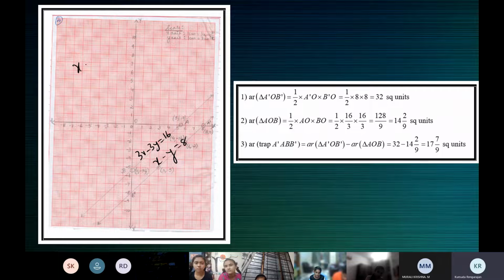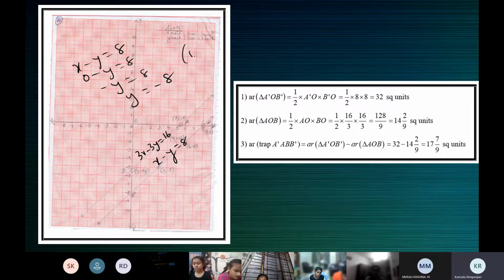X minus y is equal to 8. 0 minus y is equal to 8. Minus y is equal to 8. Y is equal to -8. That means when x is 0, y is -8. So the line should cut the y-axis at exactly this point.